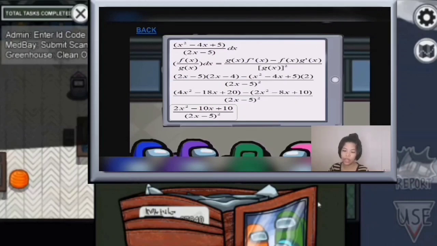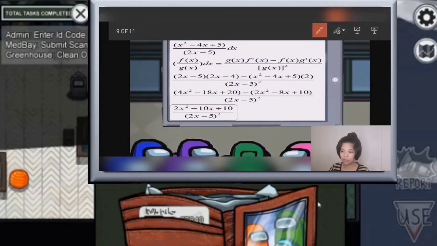Let us find the derivative of the quantity of x squared minus 4x plus 5 over the quantity of 2x minus 5. So based on our formula, we just copy the g of x, then find the derivative of f of x, which is x squared minus 4x plus 5, giving us 2x minus 4. Minus, copy the f of x, then the derivative of g of x, which is 2x minus 5, giving us 2, over 2x minus 5 squared.